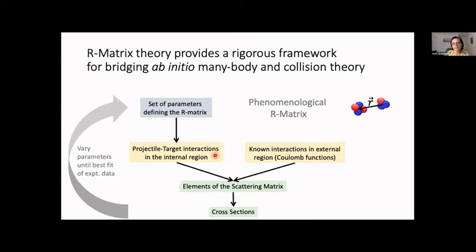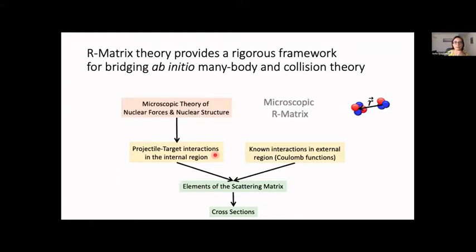But there is no real need to. We are not confined to use the R-matrix in this phenomenological setting. We actually can use a microscopic R-matrix theory. Basically, if we are able to describe the interactions in the internal region with a microscopic theory of nuclear forces and nuclear structure, then we can use the same setting. So as I was saying, the internal region is considered as confined, and therefore we can use an expansion. In particular, we can use, for example, what is called the resonating group method expansion.